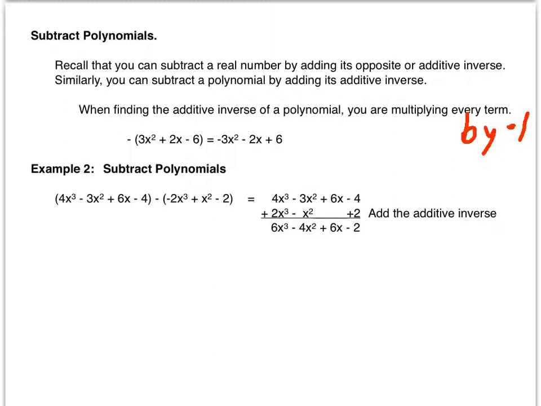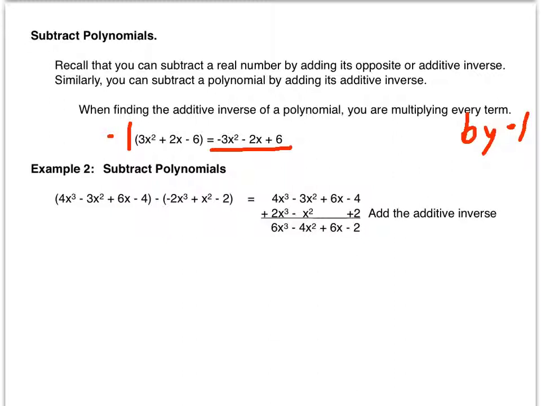So what we would do if we had negative times 3x squared plus 2x minus 6, we would multiply it by negative 1. You can put the negative 1 there or just the negative sign. It doesn't make any difference. And then you're going to distribute that all the way across. So negative 1 times 3x squared is negative 3x squared. Negative 1 times 2x is negative 2x. And negative 1 times negative 6 is positive 6. So this would be the additive inverse of the polynomial 3x squared plus 2x minus 6.